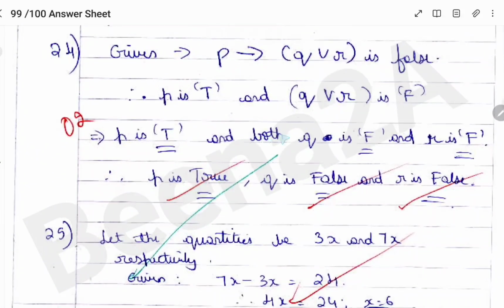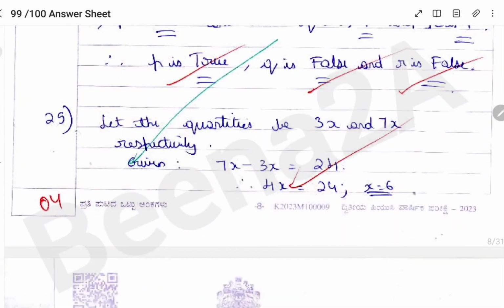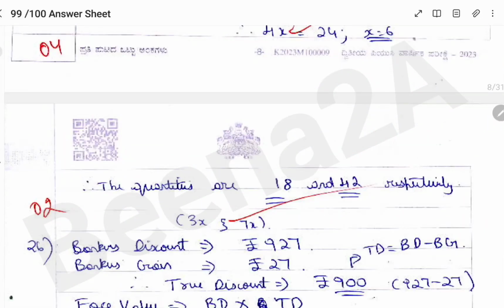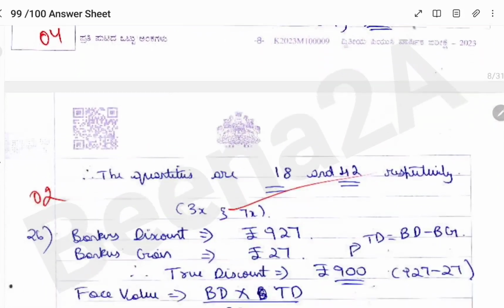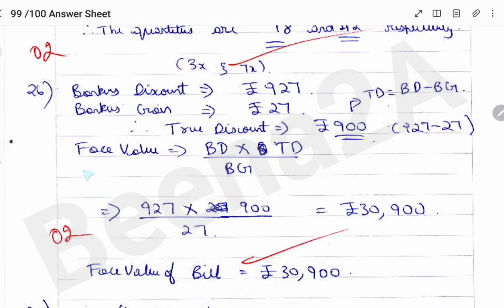Next one is mathematical logic. This proposition is given, you have to find the truth values of P, Q and R. So observe how neatly and how every step is being written over here. Here in this problem, ratio is given. You need to find the value of the quantities or the numbers, right? Ratio is given, you have to find the numbers. Bankers discount, this is bill discounting.